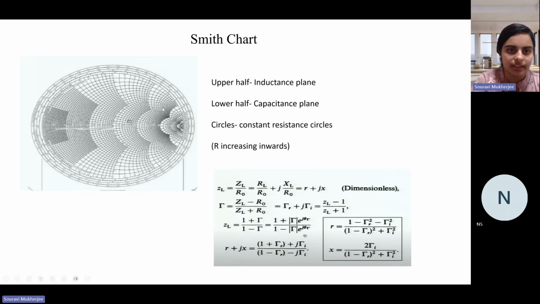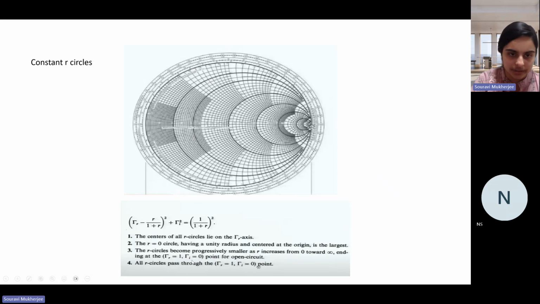So now we'll see how, starting from these expressions, we can visualize this. I told you that these are the R circles, but how do we get to that? We start with these equations. Okay. And now suppose you start with the first equation. So here what you see is r, for any value of resistance, the real part of your normalized impedance. So for any value of r, you have this kind of dependence on the real and imaginary parts of your reflection coefficient, right? So if you rearrange and solve, you would get an equation like this. And this is actually the equation of a circle.